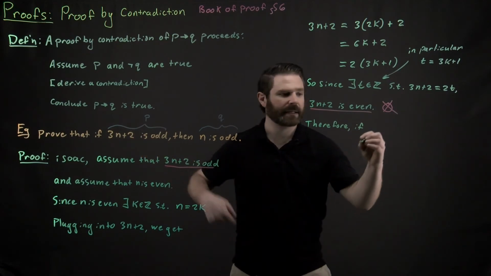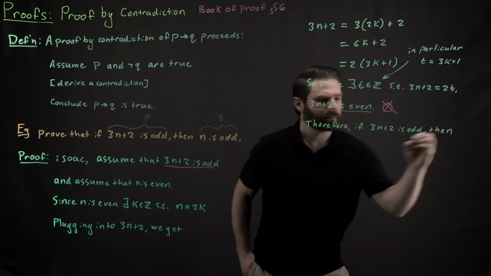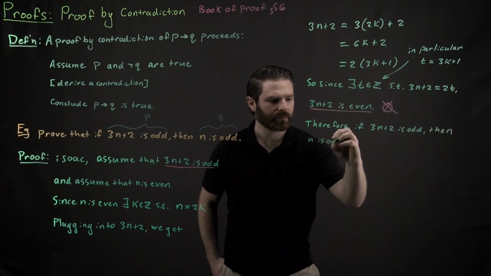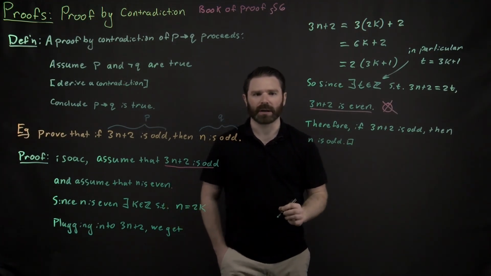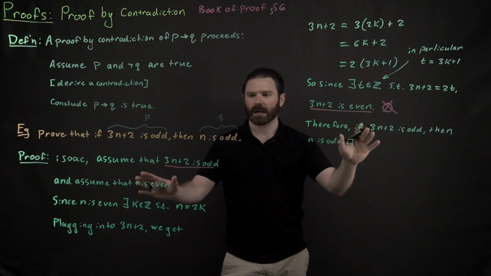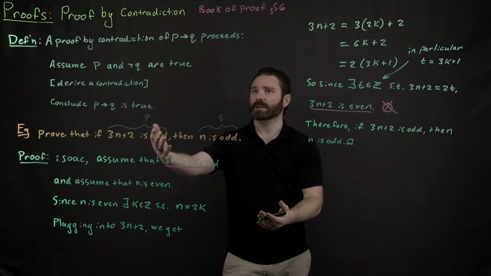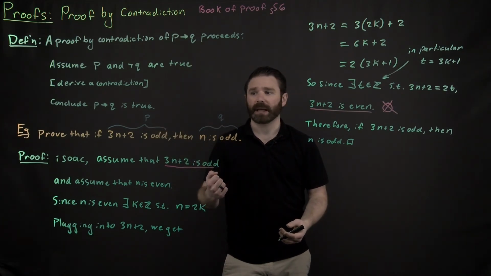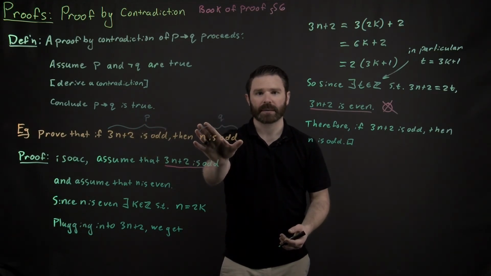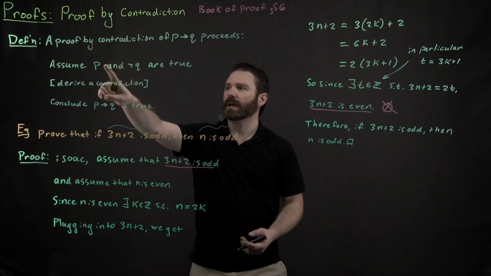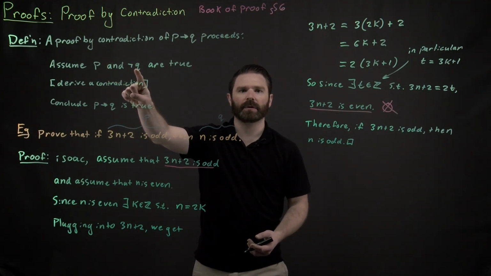My original statement said, if 3n plus 2 is odd, then n is odd. And I've been able to prove it by contradiction. So it's very important for proofs by contradiction of implications to be able to properly identify what your hypothesis is and what your conclusion is. And then remembering that you need to assume your hypothesis and assume the negation of your conclusion.